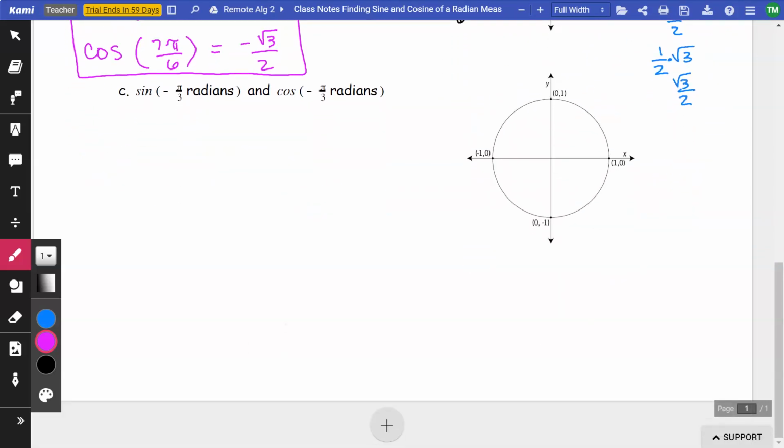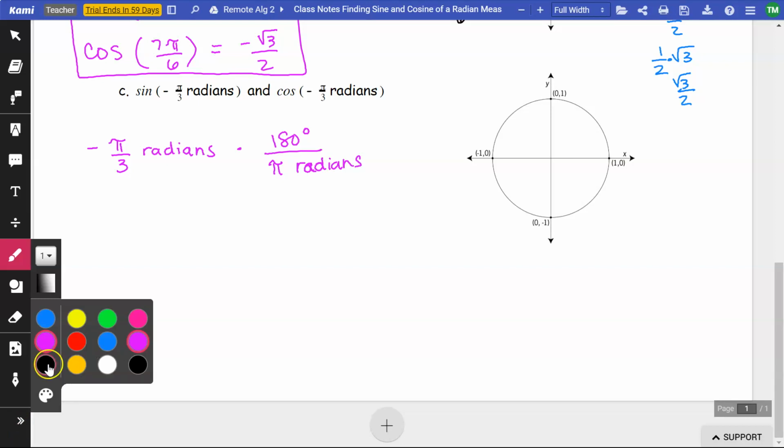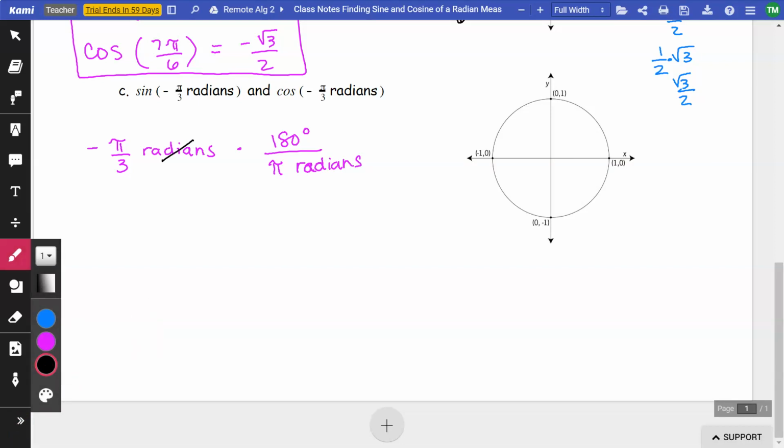So now let's talk about part C, the sine of negative pi over 3 and the cosine of negative pi over 3 radians. So first, let's convert negative pi over 3 radians to degrees. So negative pi over 3 radians times 180 degrees over pi radians. Let's see, radians cancels radians, pi cancels pi, 3 goes into 180 60 times, so this is negative 60 degrees.